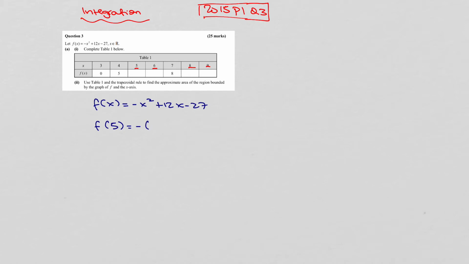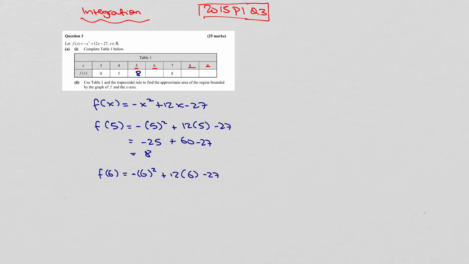So we're going to sub in 5, making sure we're using brackets. And then if I simplify that, that gives me minus 25 plus 60 minus 27, which is 8. So I'll put 8 into my table. And then I'm going to do the same for 6. Wherever there's an x, I'm putting 6. So that gives me minus 36 plus 72 minus 27. And therefore that's 9. So I'll put 9 into my table.